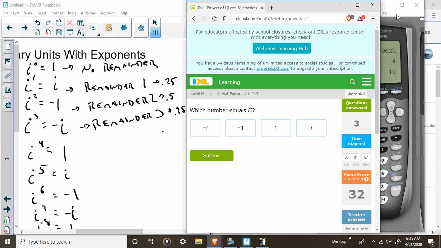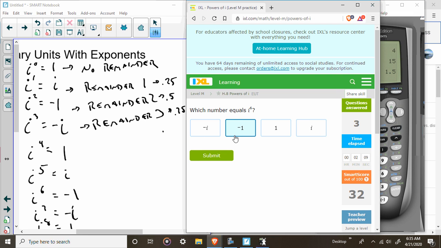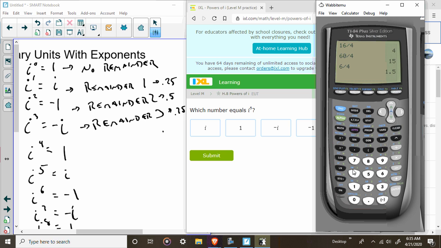i to the sixth power. Well, what's 6 divided by 4? 6 divided by 4 is 1.5. Since my number ends in 0.5, it's negative 1. Anything raised to the 0 power is 1. Answer, done. i to the fifth. I know we did that one, but hey, what's 5 divided by 4? We're always dividing by 4 and seeing what the remainder is. I have a remainder of 0.25, and 0.25 means my answer should be i.